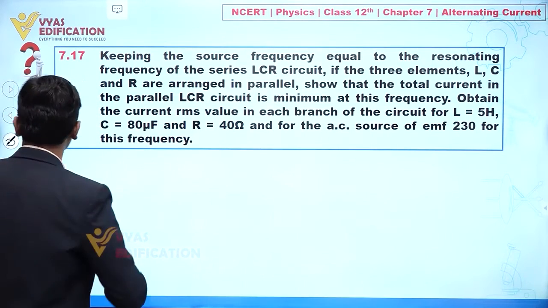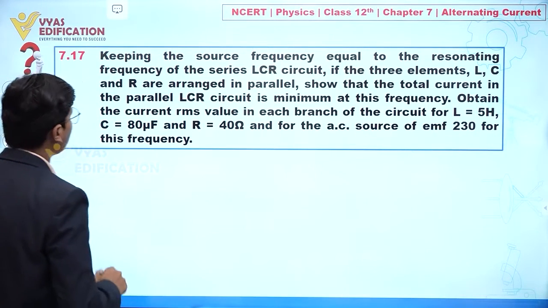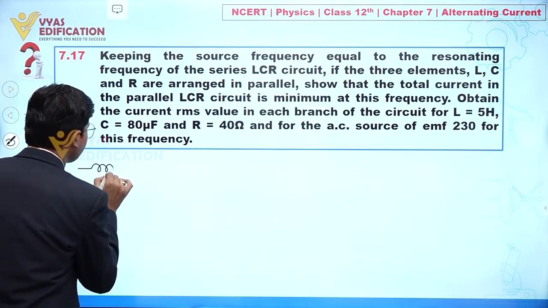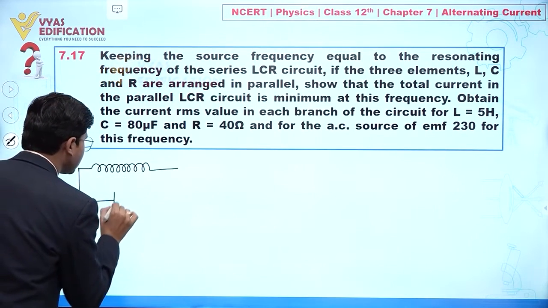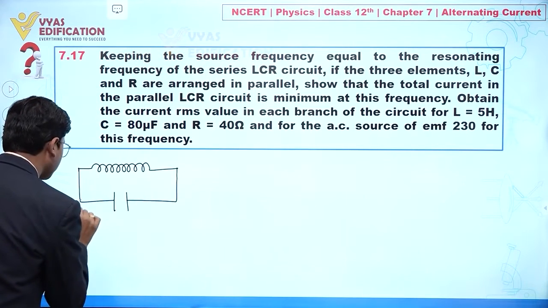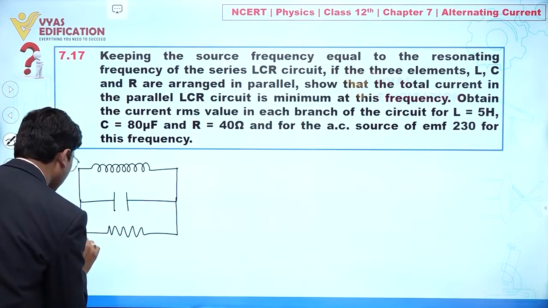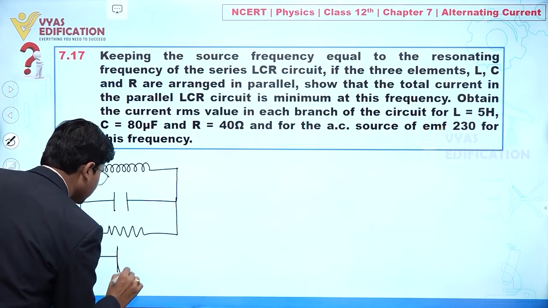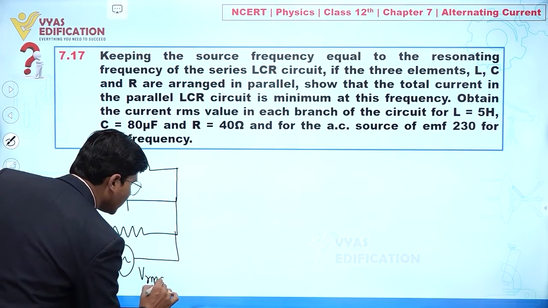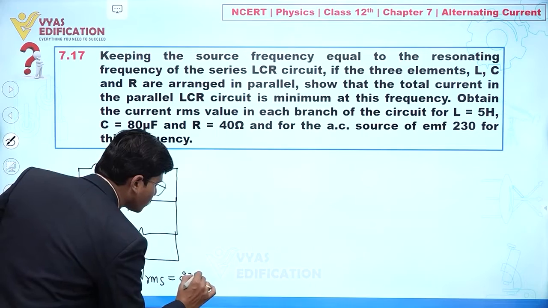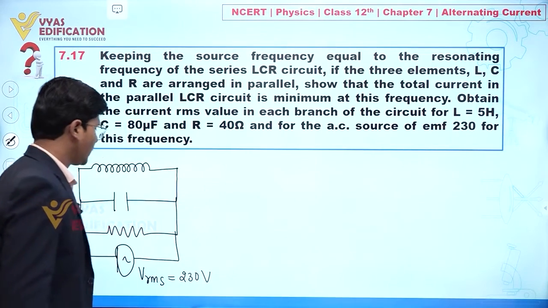Now in this question we have three elements. Let's suppose this is L, the inductor, this is the capacitor, and this is the resistor. All are connected in parallel combination, and now it is connected with an AC source. This AC source has V RMS equal to 230 volt, as given in the question.